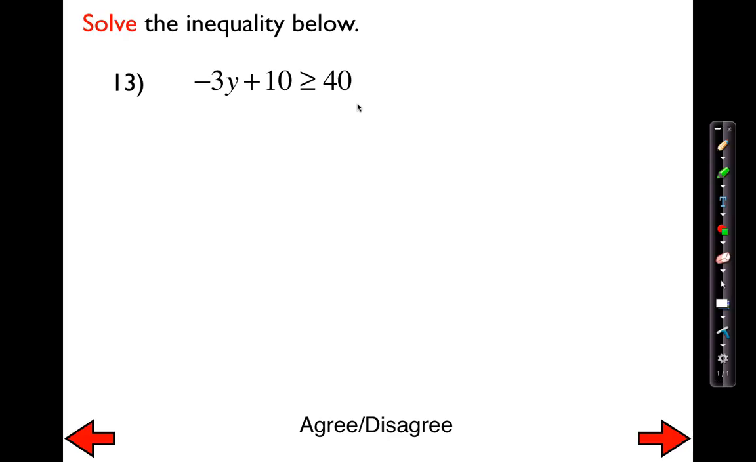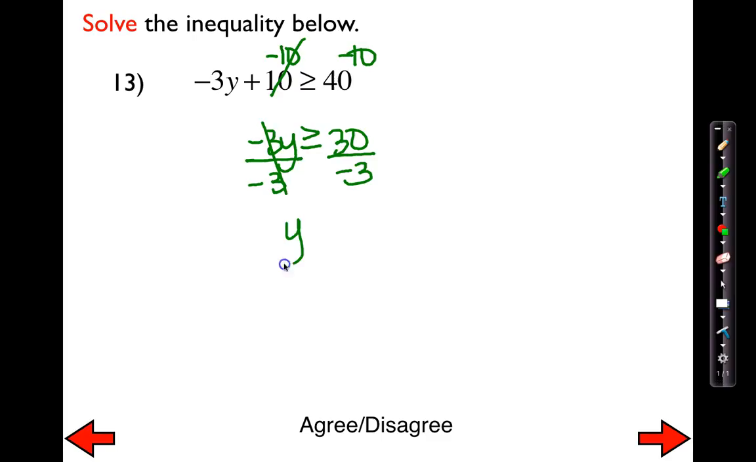Okay, so for number 13, I'm going to go ahead and quickly go over this. We're going to first undo the addition or subtraction by getting rid of this constant, leaving us with negative 3y is greater than or equal to 30. Now we're going to divide both sides by a negative 3. That's going to leave us with y. And since I did divide both sides by a negative number, the sign of the inequality is going to switch to less than or equal to negative 10.